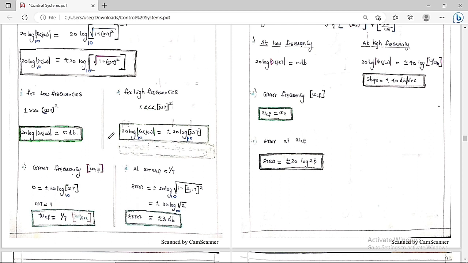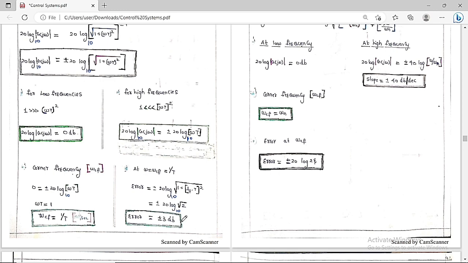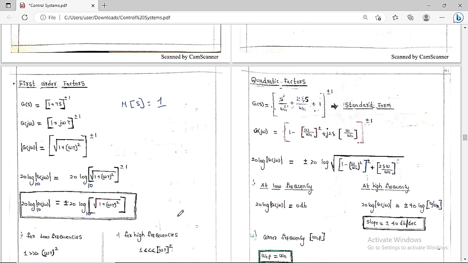For the approximate value it is 0 dB, and the exact value is plus or minus 3 dB. So if you take positive, you have to take positive, and if you take negative, you have to take negative. This is all about this concept. So if you are going to draw the graph, how is it going to look?